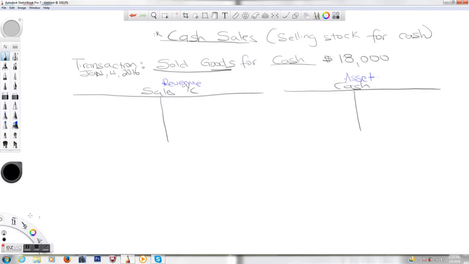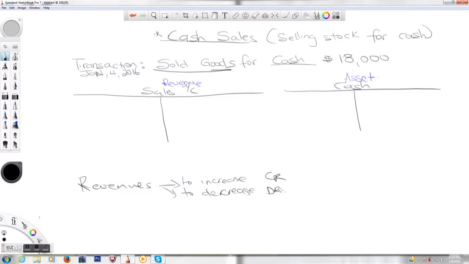So the next question is, what is the double entry rule for revenues? For revenues, the double entry rule says to increase, credit, and to decrease, debit. Now, when we make a sale, are we increasing the amount of income that we've earned in the business?